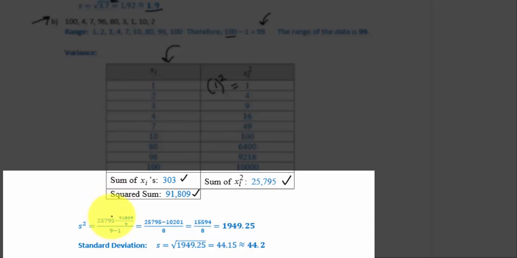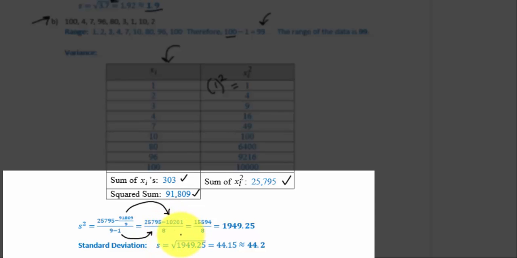I can then substitute these sums into the formula for sample variance. I begin with my sum of the x squared values, which is 25,795, and I'm subtracting squared sum divided by n. In this case, we have 9 measurements. All of that is divided by n minus 1, which would be 9 minus 1, ultimately 8. So I'm starting with my fraction, and if you prefer to convert that to decimal form, or you may end up with an integer, we have 10,201.